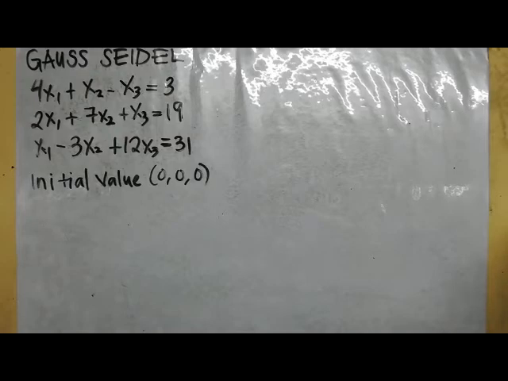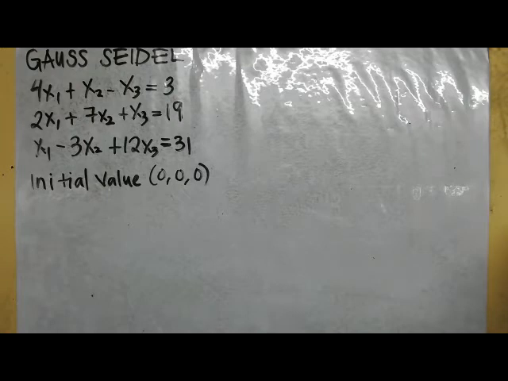So we have here our example. 4x sub 1 plus x sub 2 minus x sub 3 equals 3. 2x sub 1 plus 7x sub 2 plus x sub 3 equals 19. And x sub 1 minus 3x sub 2 plus 12x sub 3 equals 31. So we will solve this linear system using the Gauss-Seidel method.